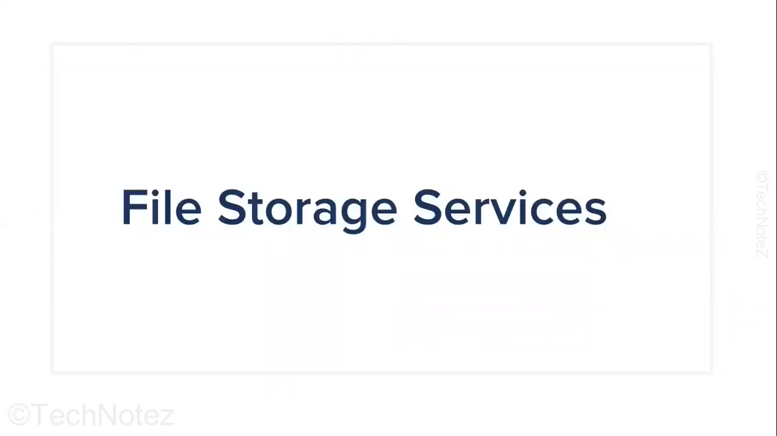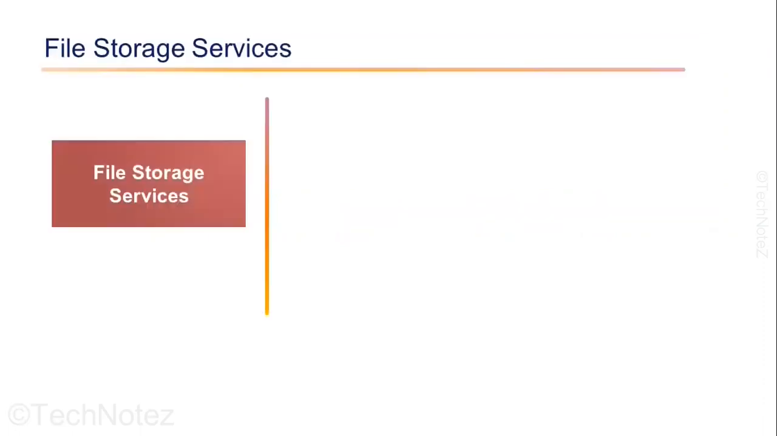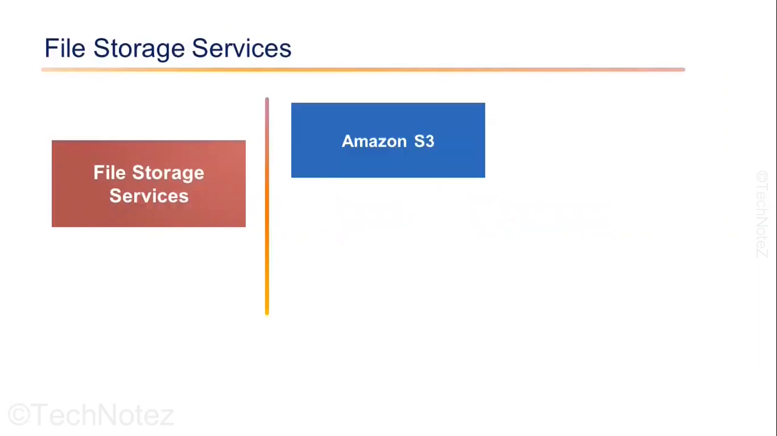Now in this module, we will talk about different storage services offered by AWS. Amazon Web Services offers multiple file storage services such as Amazon S3. It's a highly scalable, secure, and durable object storage service that allows you to store and retrieve data from anywhere on the web. It is designed to store and retrieve any amount of data from anywhere on the web.